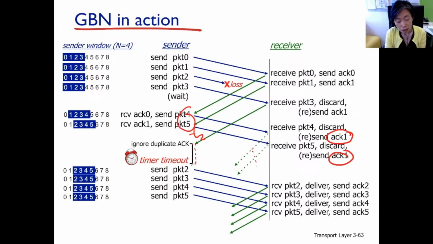Okay. What's going to happen here is that it's going to trigger the sender side timeout event. What do we do there? We restart the timer and what? Retransmit the entire flight of packets starting from the base. So 2, 3, 4, 5 go out at once.